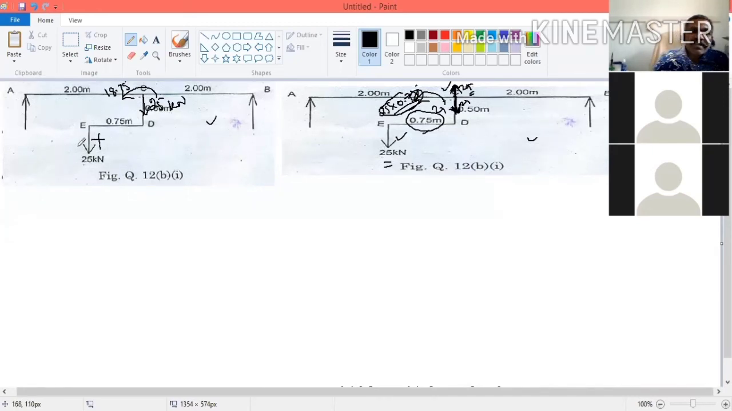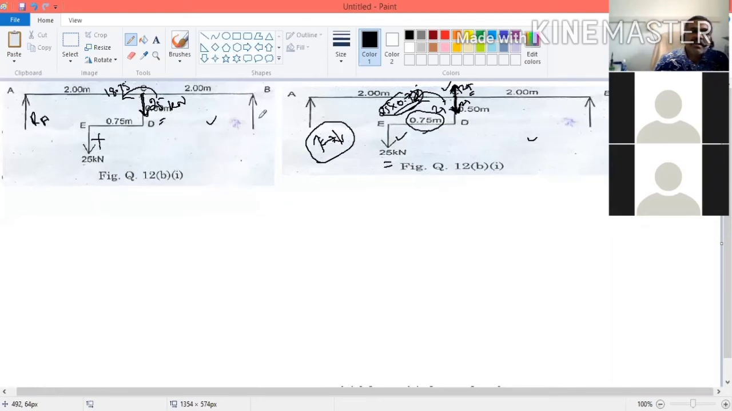When the force is acting away from the beam, you have to transfer the load into the beam. Then that is a load of 25 kilonewton in the downward direction and a couple, or moment, whatever it may be. We call it a couple because it is produced by equal and opposite forces separated by a distance. The unit of couple and moment are the same: Newton millimeter or Newton meter. So now you can solve the problem easily.